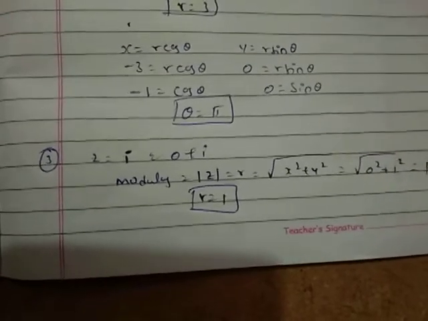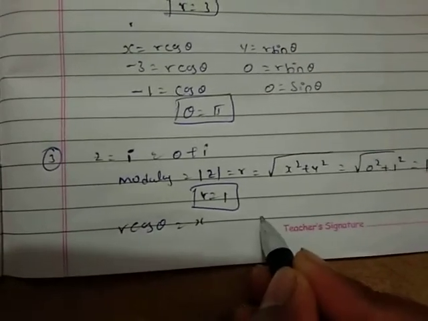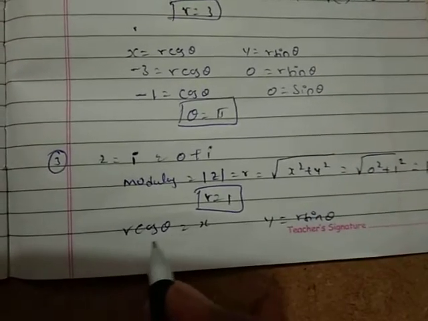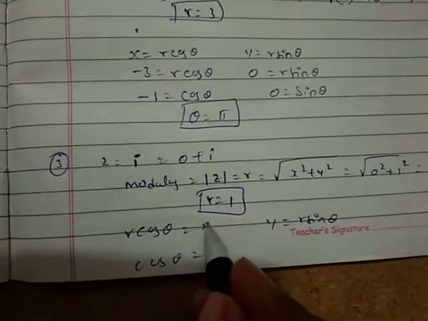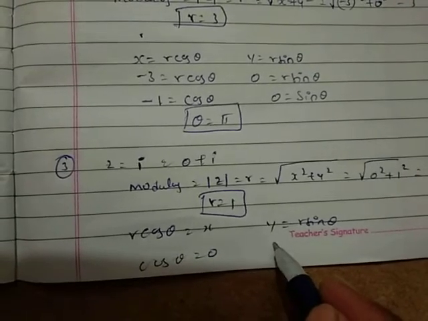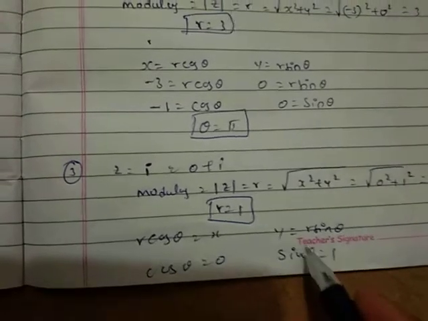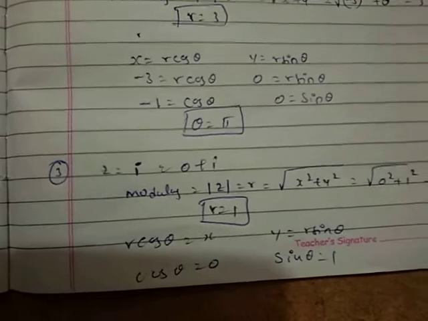So then cos theta is equal to x over r, and y is equal to r sin theta. So we can easily say that cos theta is equal to 0, because x is equal to 0, so 0 by 1 is also equal to 0. Then sin theta is equal to 1, because the value of r is equal to 1 and the value of y is equal to 1, then 1 by 1 is also equal to 1.